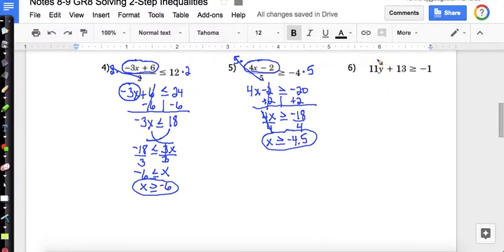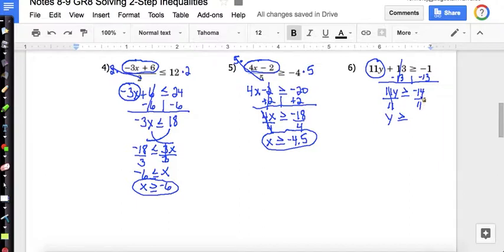Number 6, we have a positive variable, so we are good to go. The opposite of adding 13 is subtracting 13. Okay, cancel the 13s. Bring down your 11y. It's greater than or equal to negative 1 minus 13, negative 14. The opposite of multiplication is division. So divide by 11, and y is greater than or equal to.